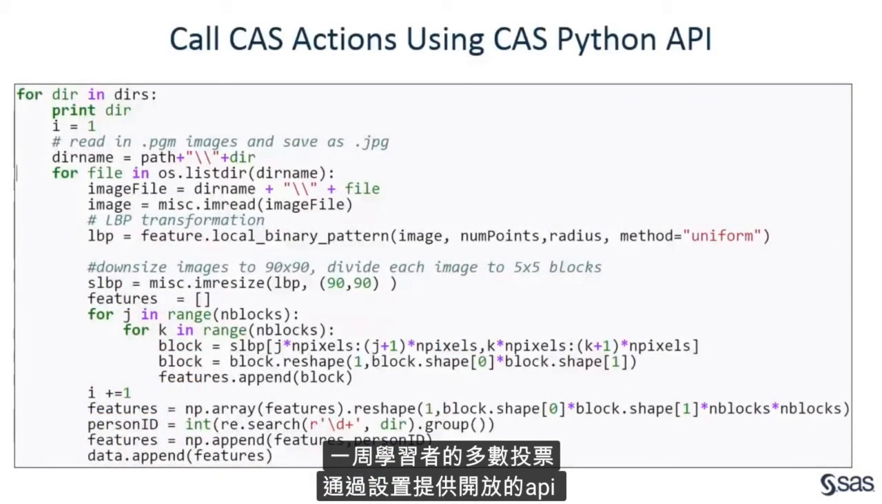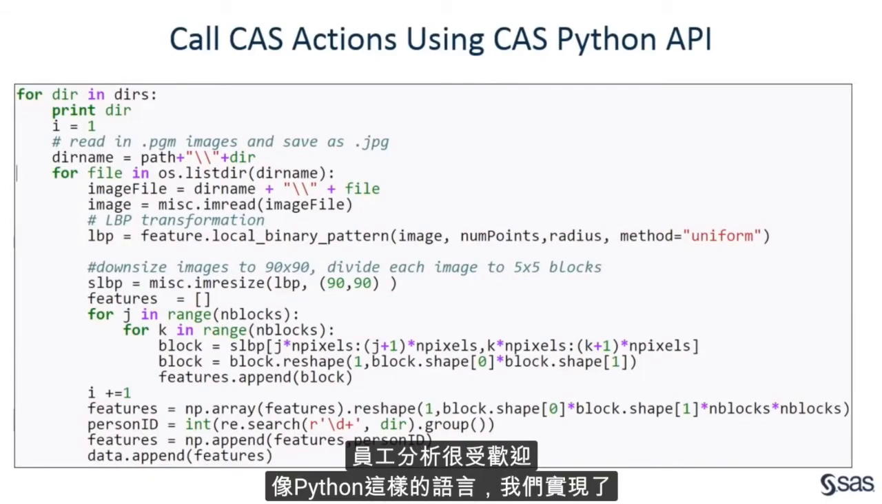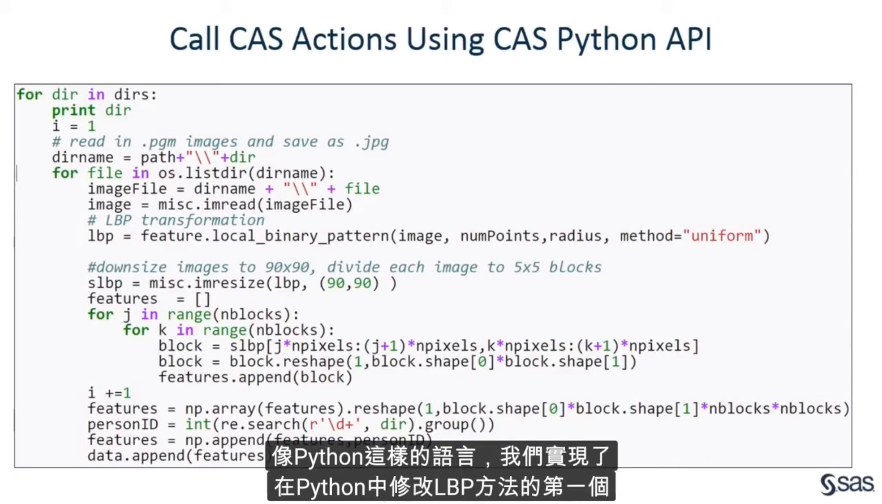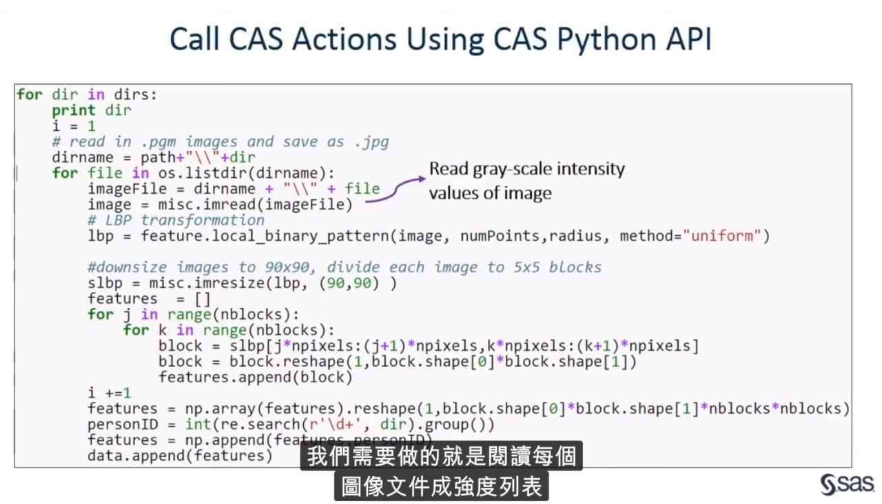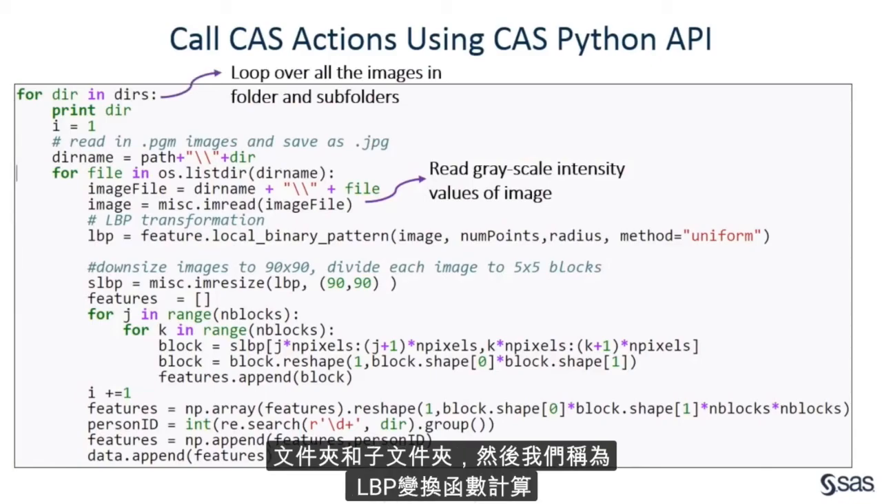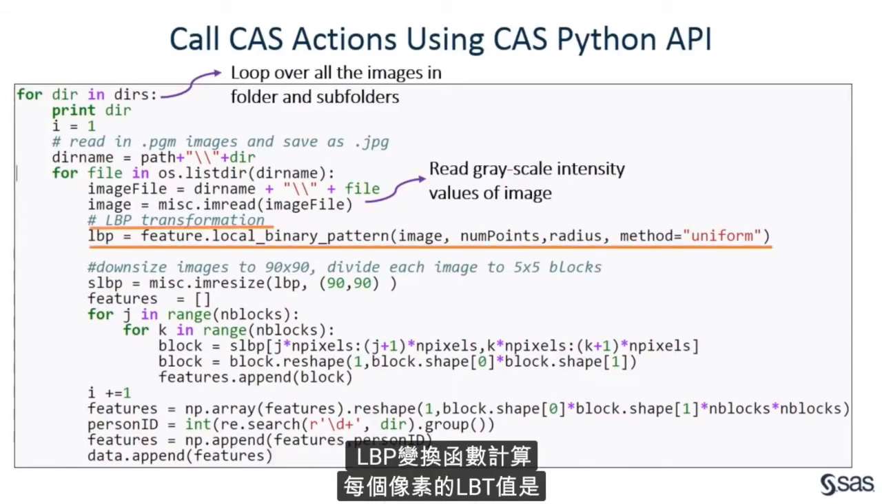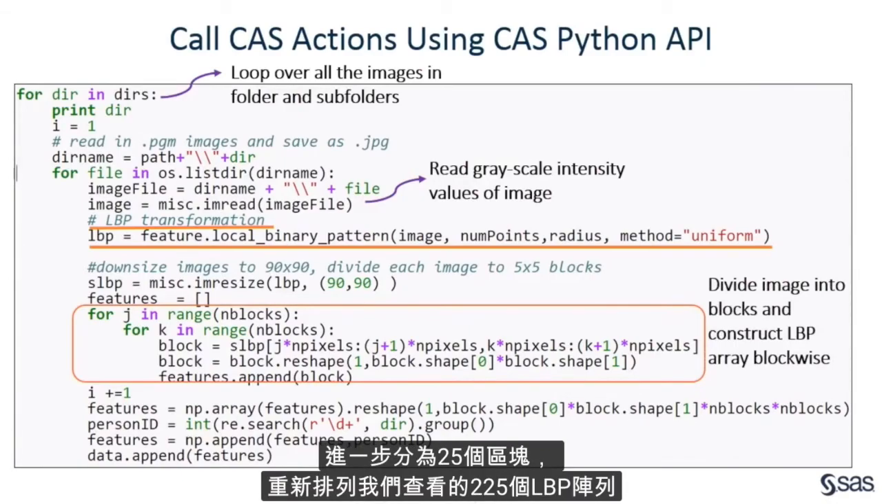SAS Viya provides open APIs so that SAS Analytics is accessible to popular languages like Python. We implemented our modified LBP method in Python. The first thing we need to do is to read each image file into a list of intensity values, and the images can be stored in folders and subfolders. Then we call an LBP transformation function to calculate LBP values for each pixel. They are further divided into 25 blocks and rearranged into 25 LBP arrays.